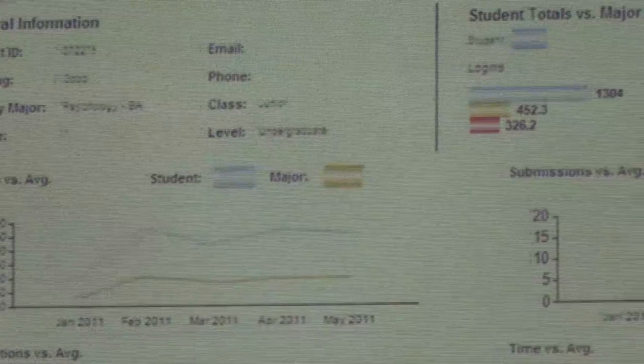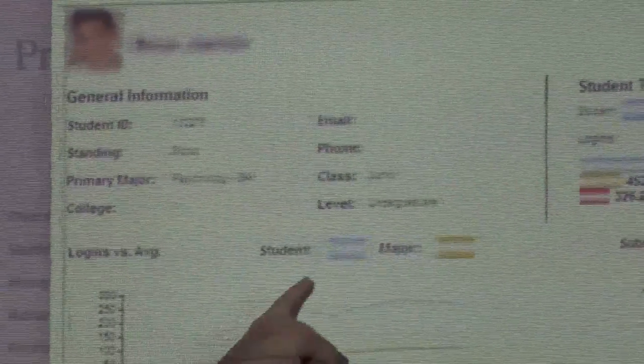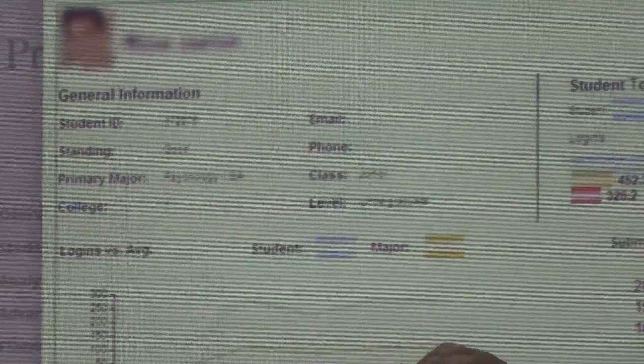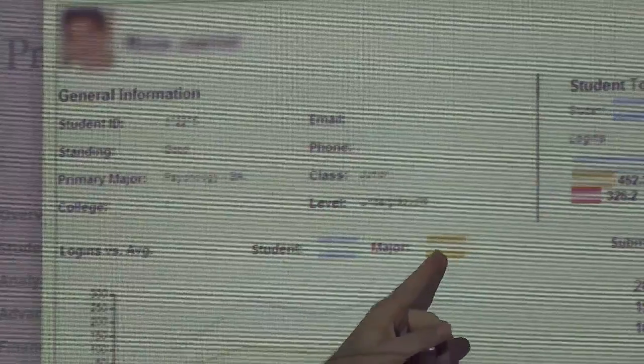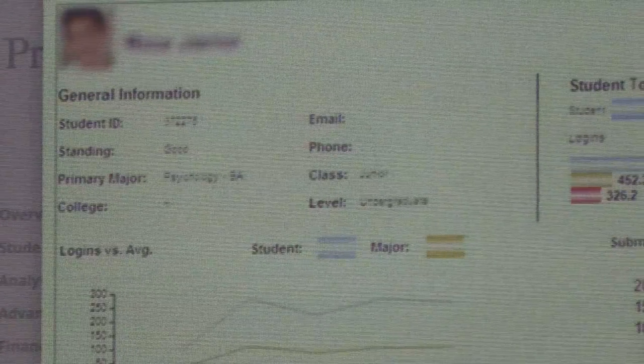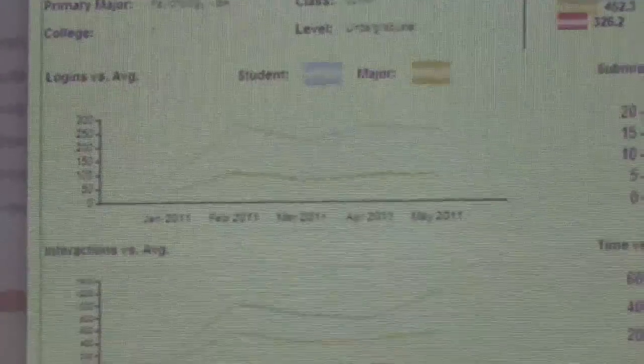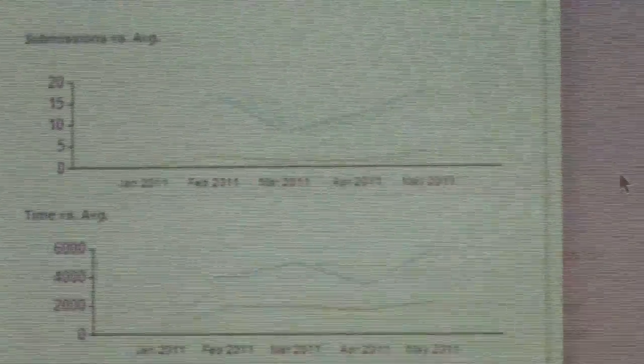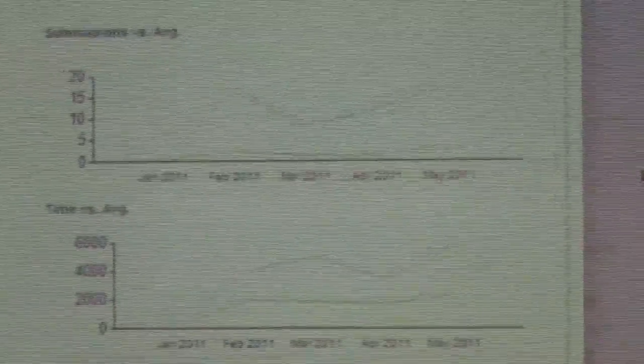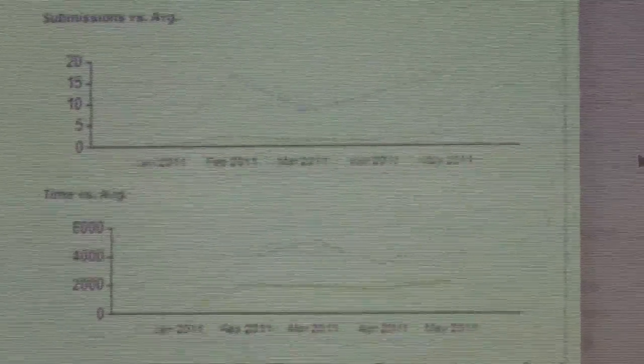Here's information for Mr. Blurry. I'm going to assume from that haircut it's a Mr. This is telling you how many times he's logged in, he's the blue line, how many logins did he have per month compared to the average number of logins that other people in his major had. How many interactions did he post to the discussion board? How many things did he submit compared to other people in his major? Time that he spent, etc.